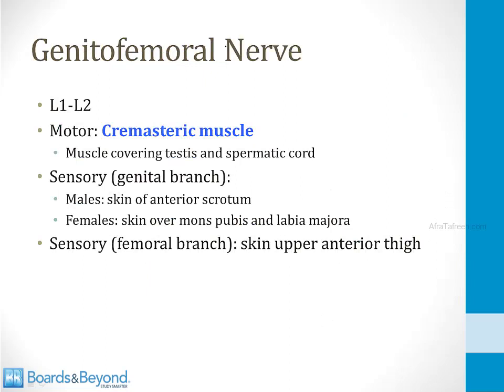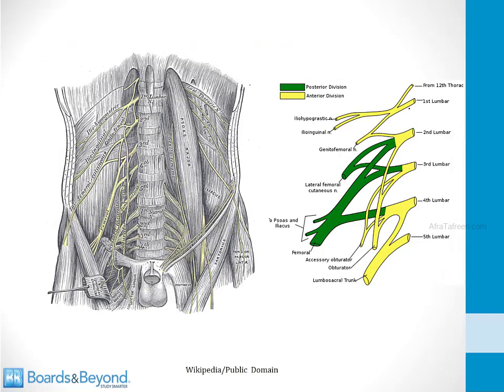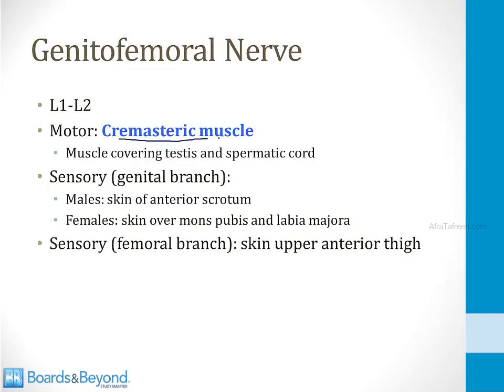Moving on, let's talk about the genitofemoral nerve. This nerve derives from the L1 to L2 spinal roots. If we go back to this picture, we're now moving further down the lumbosacral plexus. We're now talking about nerves that come from the first lumbar and second lumbar region. And one of those nerves is the genitofemoral nerve shown right here. This nerve is motor to the cremasteric muscle in males. This muscle covers the testis and spermatic cord. It has two sensory branches. One is called the genital branch.